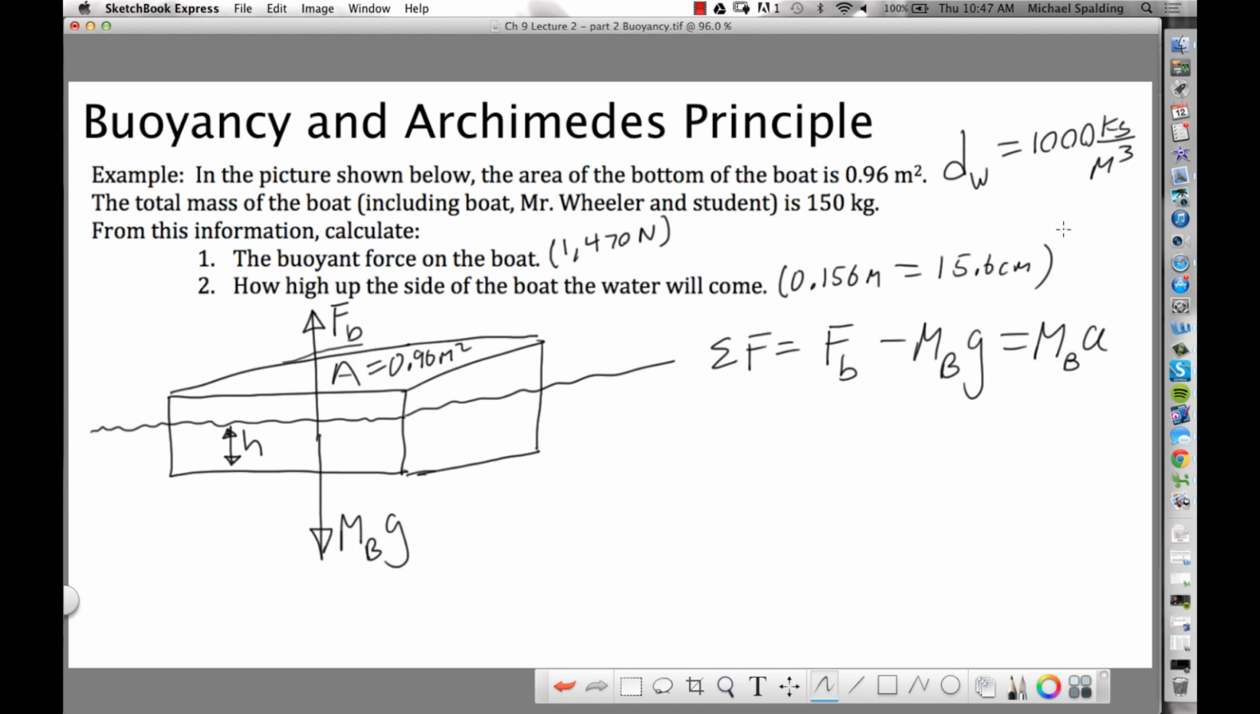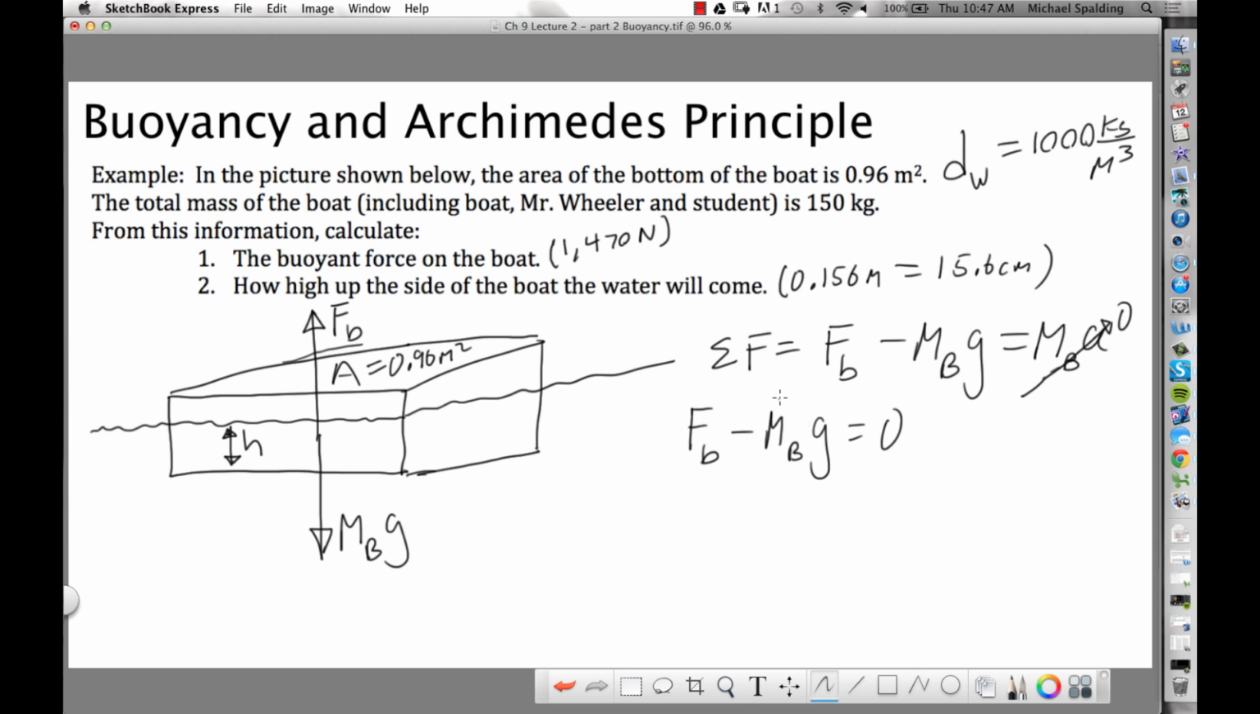If you drop a stone into the lake, are the forces going to cancel? No, because the buoyant force is not big enough to prevent it from sinking. So then you would have an acceleration. But here, there is no acceleration. That goes to zero. So what we're left with is buoyant force minus the weight of the boat equals zero.